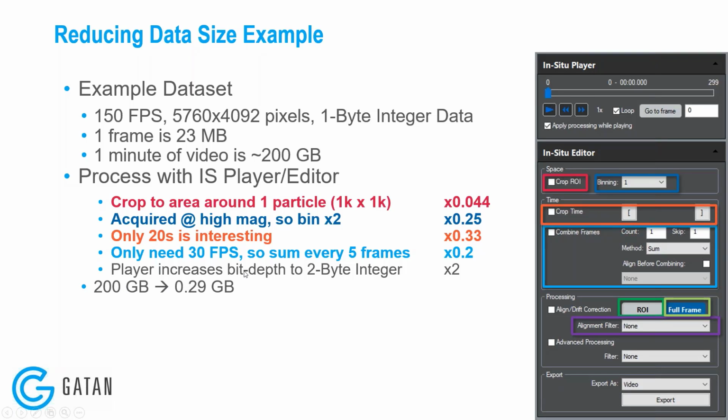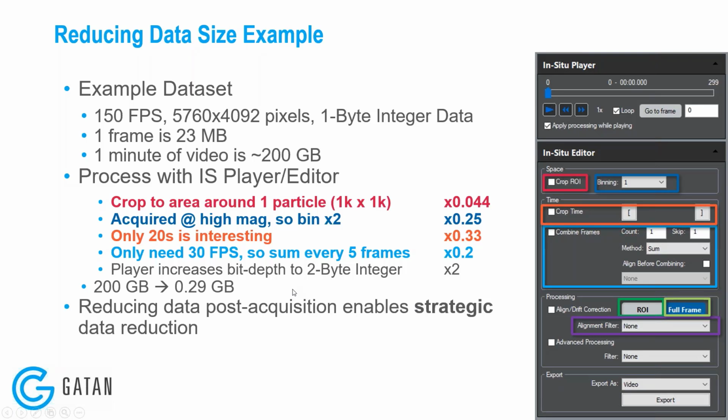And the IS player, incidentally, when I bin, automatically increases the bit depth, because I'm likely to saturate the data type. So it increases slightly, but even so, my data size is reduced from 200 gigabytes to only 0.29 gigabytes. And so you can see quite clearly how easily you could now transfer this to your laptop and work on this in more detail.